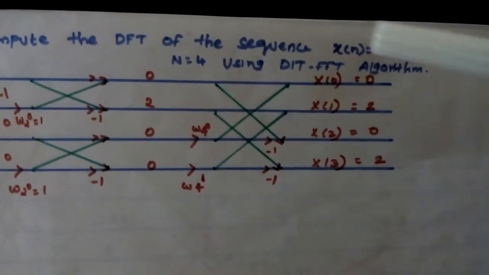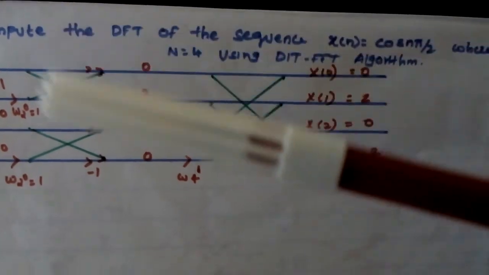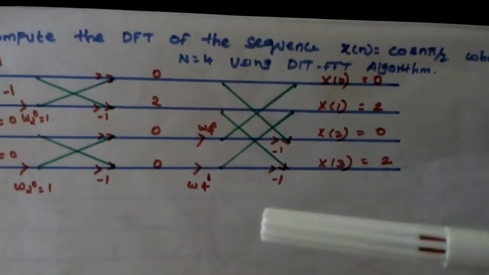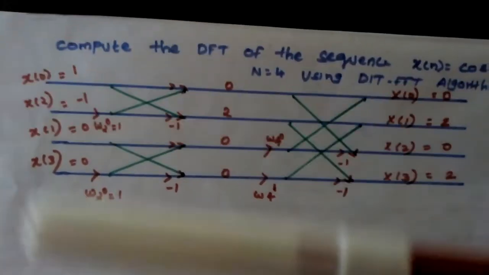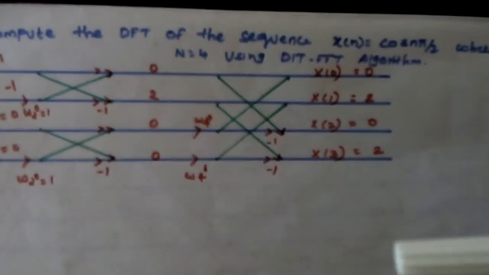Similarly, if they ask for DIF, first you have to draw a 4 point, then a 2 point, and then find the input, which will be in normal order, and the output will be in bit reversed order.